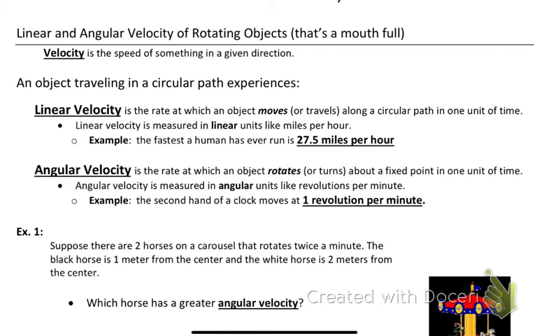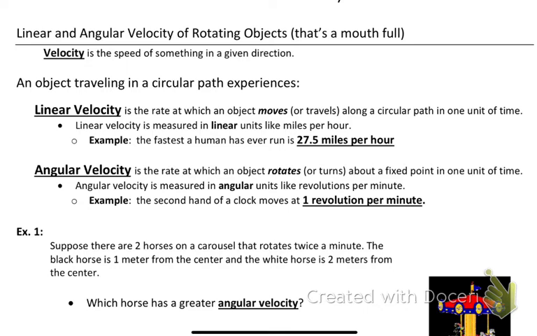Now the next one we're going to get to is angular velocity. That is the rate at which an object rotates or turns about a fixed point in 1 unit of time. Angular velocity is measured in angular units like revolutions per minute. Let's go back in your car. You're driving around the parking lot in circles going 15 miles per hour. Linear velocity, 15 miles per hour. Maybe you're doing one full lap, you might say, every 30 seconds. 1 lap per 30 seconds is your angular velocity.